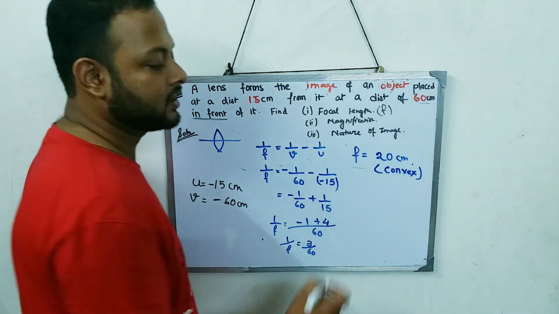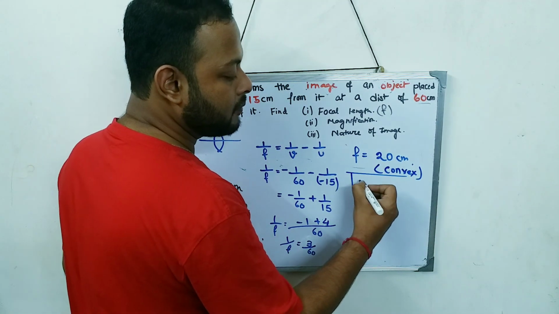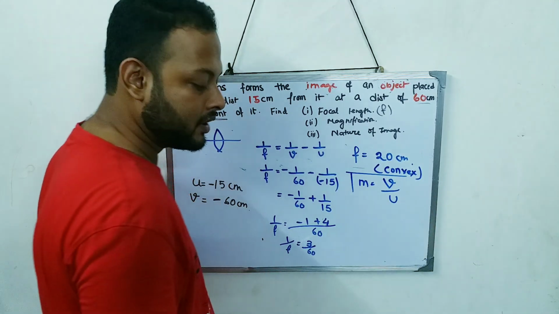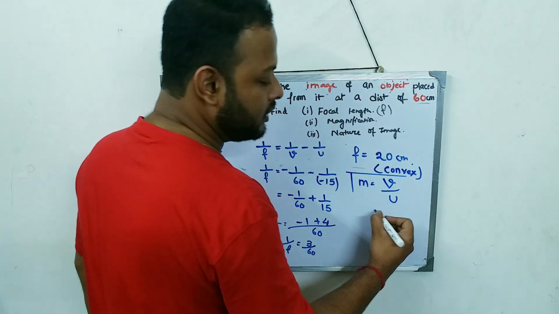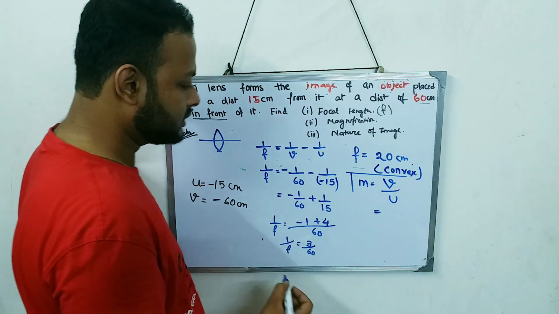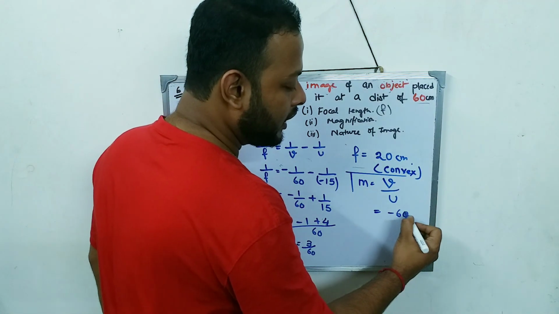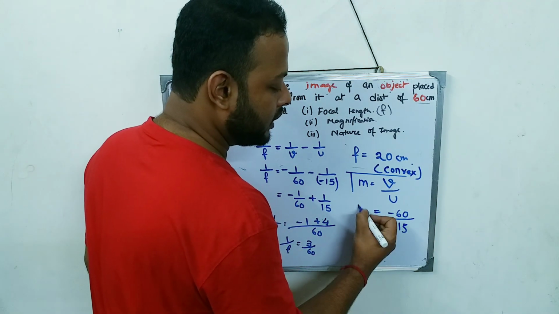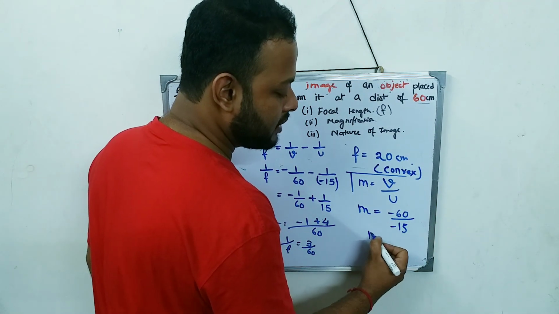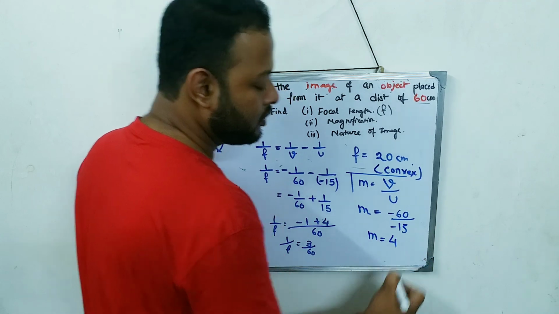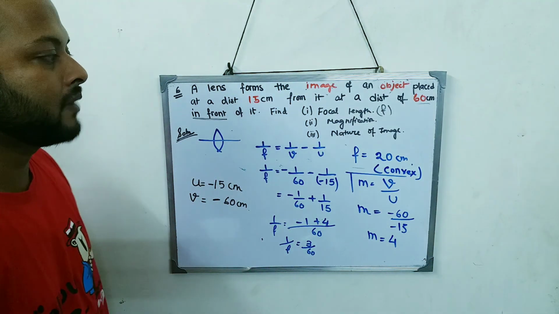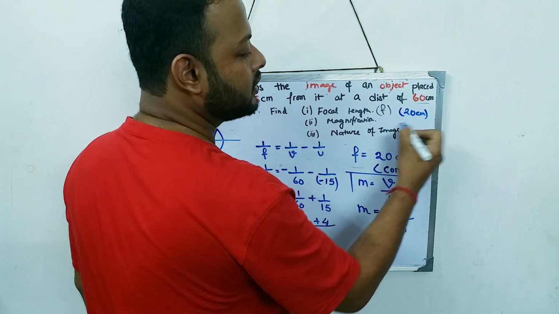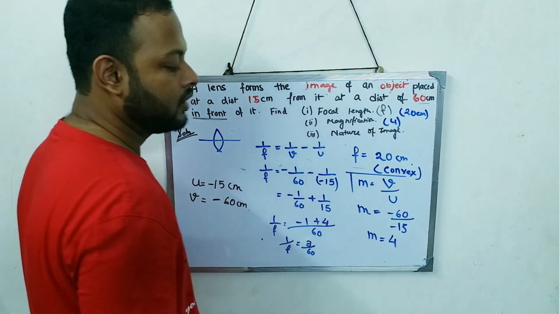Now magnification. What is the magnification? Magnification is equal to v by u. What is the value of v? V is minus 60. And what is the value of u? Minus 15. So m is equal to how much? Minus 60 by minus 15, that is equal to 4. So this value is equal to 20 centimeter and this value is equal to 4.